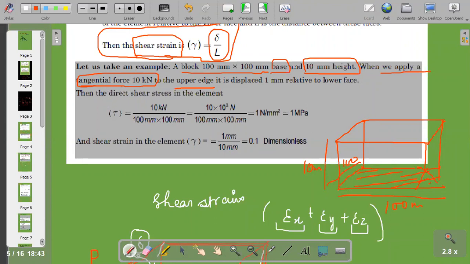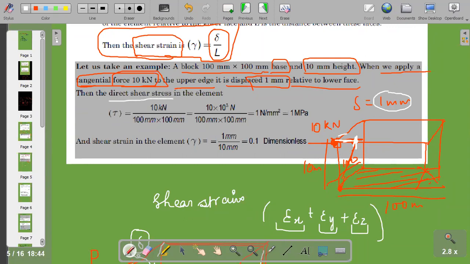When you apply a tangential force of 10 kilonewton to the upper edge, this is the upper edge. The edge means corner, edge of 10 kilonewton force is applying. The upper edge is displaced by 1 mm, means this edge is displaced by 1 mm, delta equal to 1 mm relative to the lower face. This is the lower face and this is the new point after displacement.